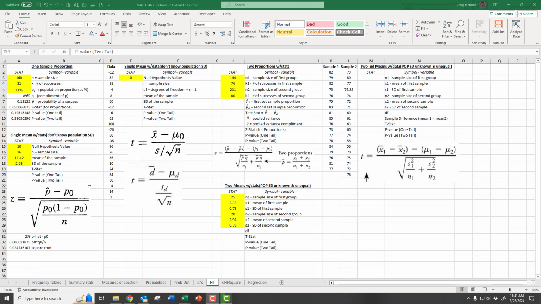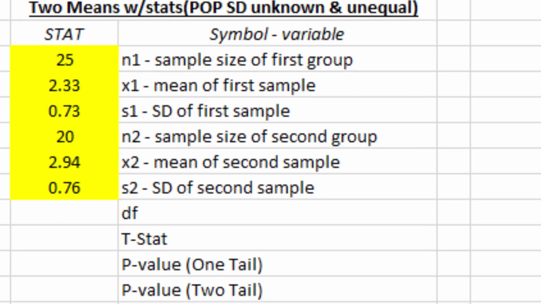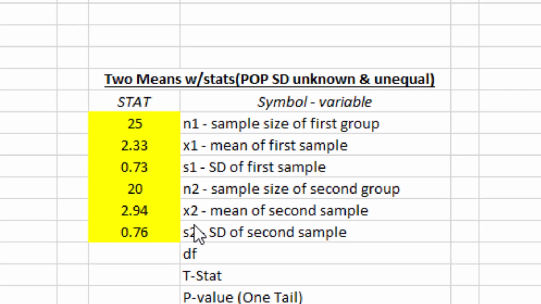Okay, first things first, let me clear out this template that's linked in the description. Now we can concentrate on just this one formula. Again, in this example, we're given the statistics. We're given the sample size, the mean, and the standard deviation for both of our groups, Group 1 and Group 2.